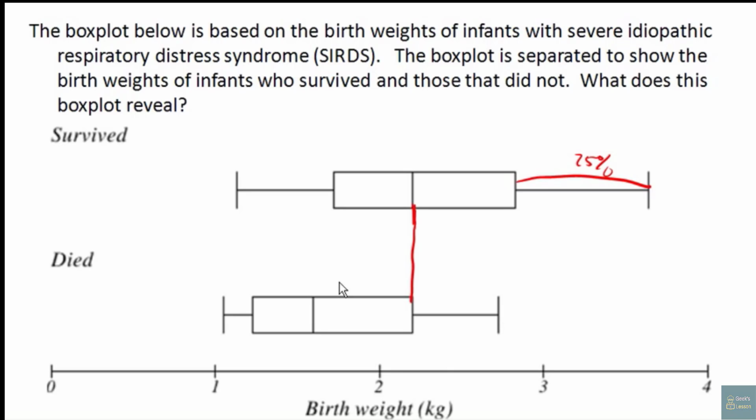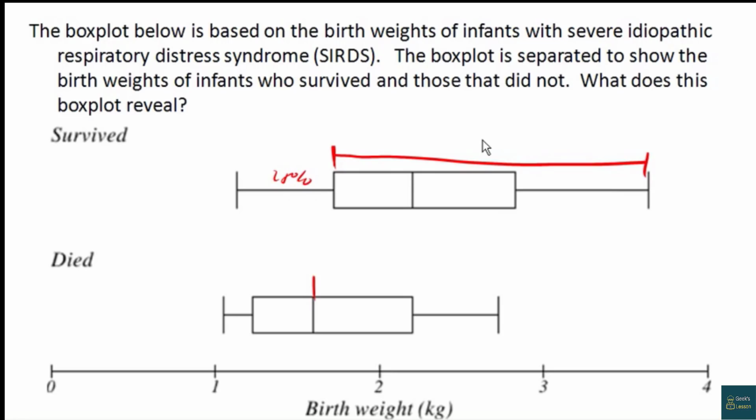Likewise, notice that the quartile 1 here is bigger than the median here. Remember, quartile 1, this is 25% of the data, this is 75% of the data, so 75% of infants who survived had a higher birth weight than the median birth weight of an infant that died. So this gives us a quick, admittedly informal way to look at data and get some idea what's going on.